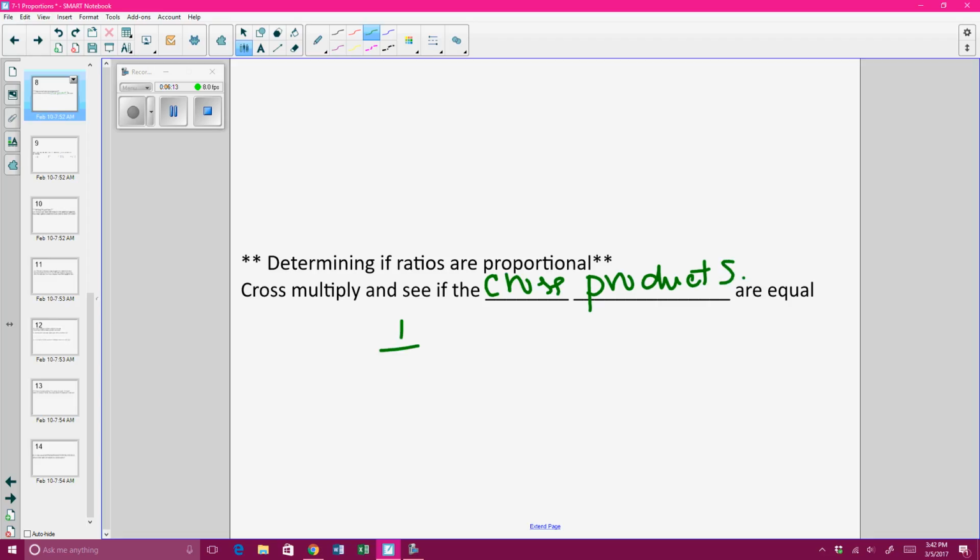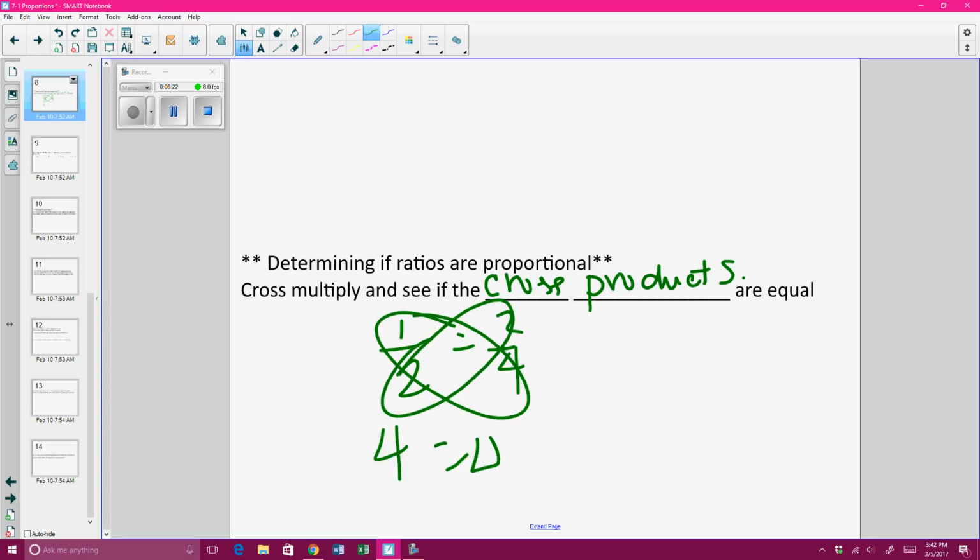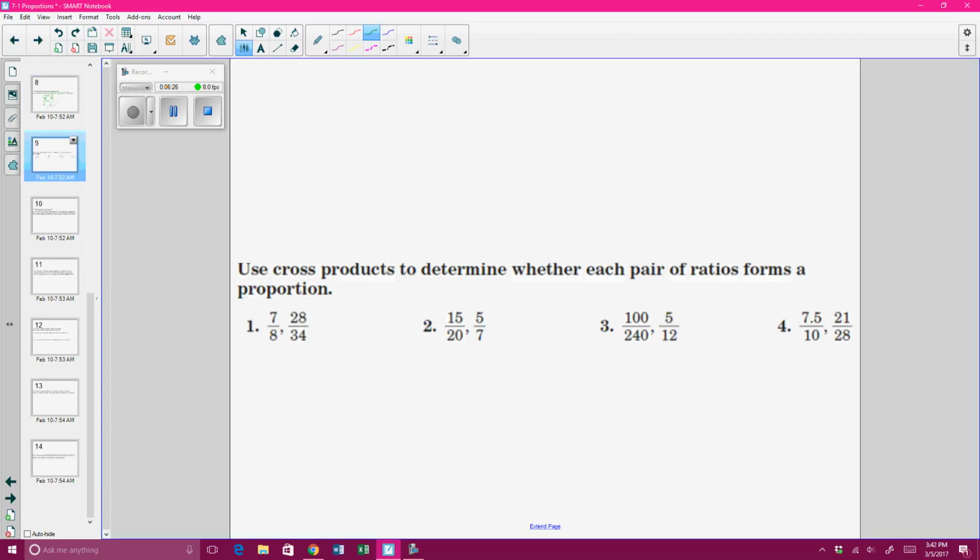So it's like saying, hey, is 1/2 equal to 2/4? Yes, it is, because we could reduce it, but we could also just say that 2 times 2 is 4, and 1 times 4 is also 4, and 4 obviously equals 4, and so they are equal. So go ahead and try these, just cross multiply to see if these two things are the same.